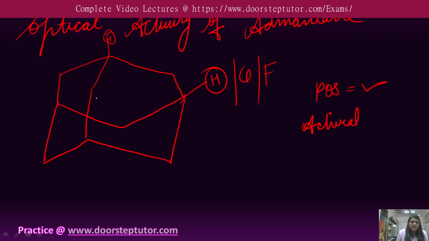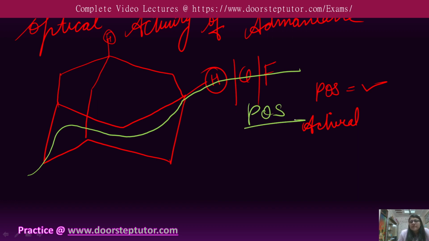How am I saying this? Because there is a plane which is going to pass like this. This is a plane of symmetry in adamantane, and due to the highly symmetrical structure, most adamantanes are achiral. I am not saying all adamantanes are achiral. Most of the adamantanes are achiral.